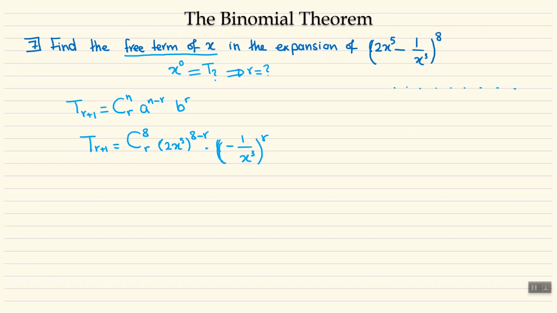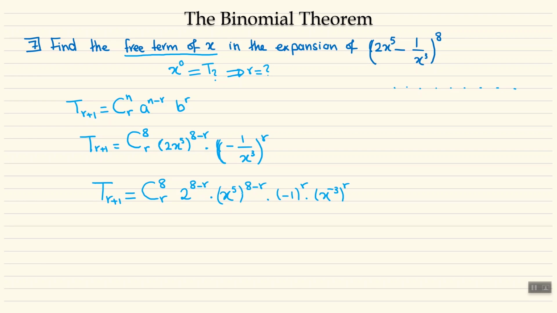We do an important step, which is splitting the coefficients from the variables. This is a very important step. We have to split the numbers from the variables. So let's do it. So we get here T(r+1) equals combination 8 r, 2 to the power of 8 minus r, times x to the power of 5 to the power of 8 minus r, times negative 1 to the power of r, times x to the power of minus 3 to the power of r. Always remember to take x to the numerator. It's a variable, we have to take it to the numerator. It's a number, we keep it in this place.